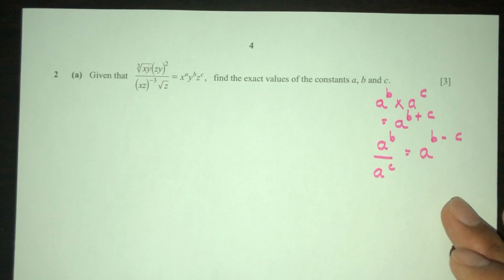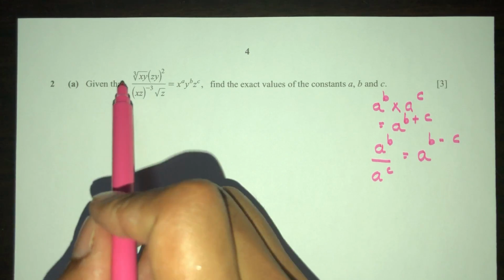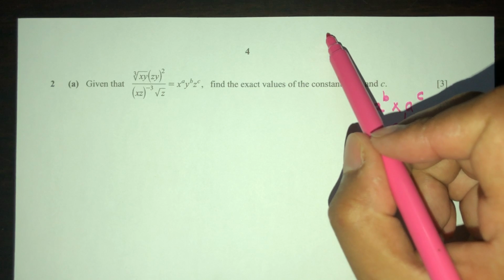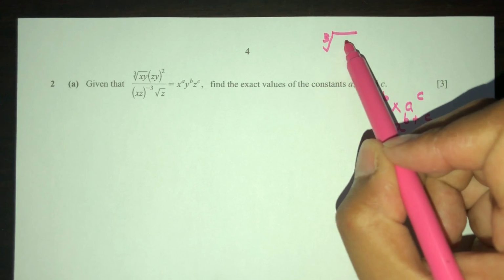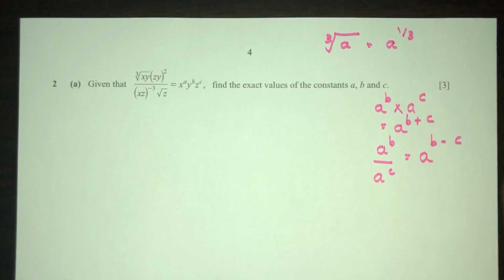Now let's use this knowledge to solve this question. Let's try to simplify the left-hand side first. So now, what is the cubic root of something? Let's say we have this. This is simply A power 1 over 3. Just so you know, this is what it means.